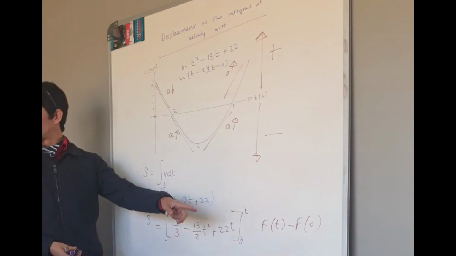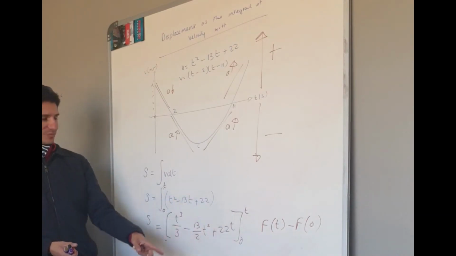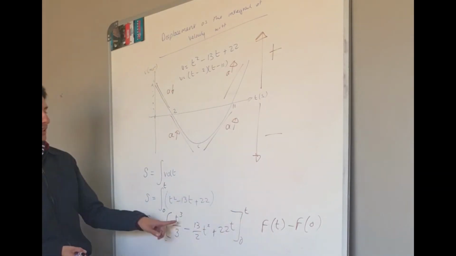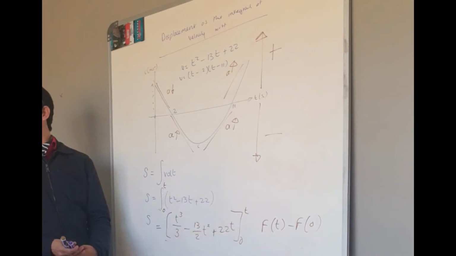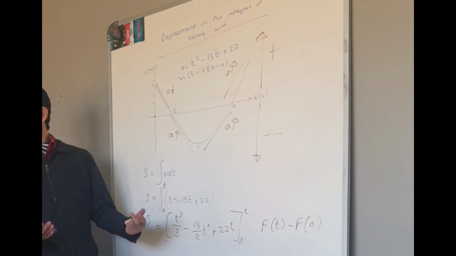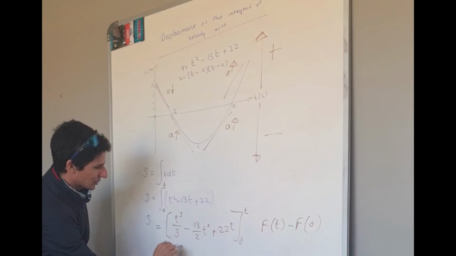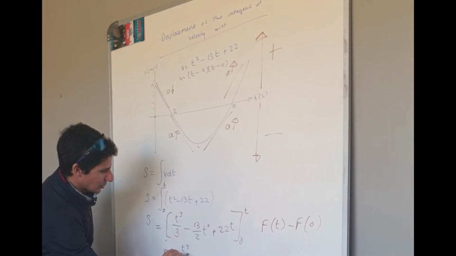What is f of 0 going to be? 0. What's f of t? If I put t in place of t, what will you get? The same thing. We're going to have t. So in other words, displacement is equal to t cubed over 3.